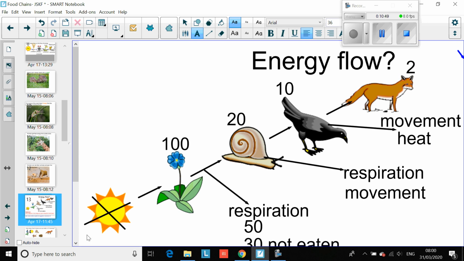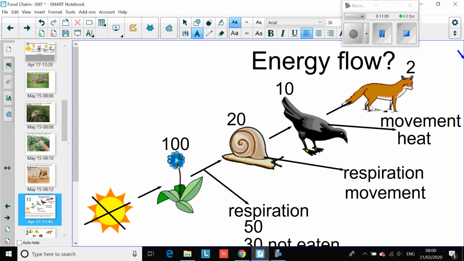Okay, so you can see as you move up the food chain, the energy gets less and less and less because what happens is energy gets used by the animals and plants at different levels.